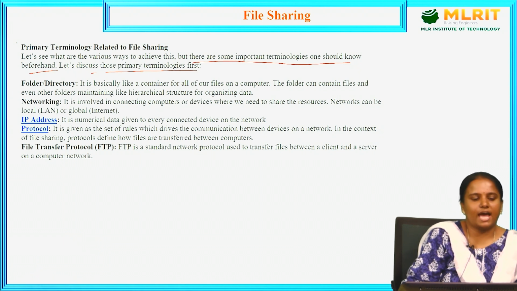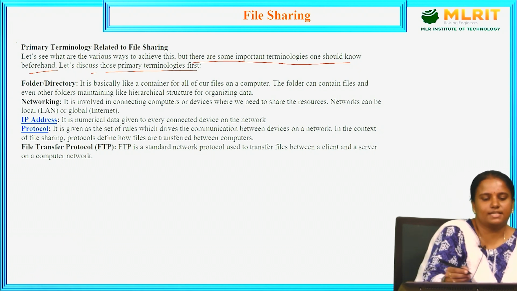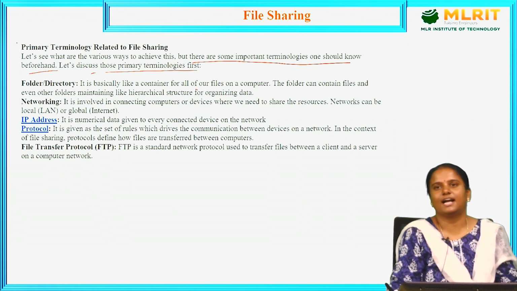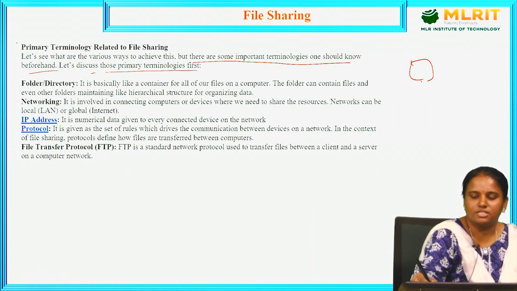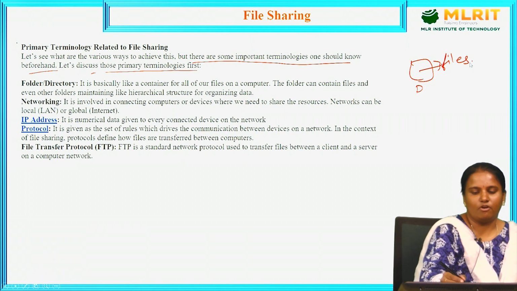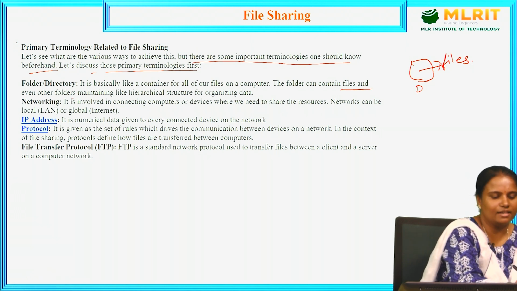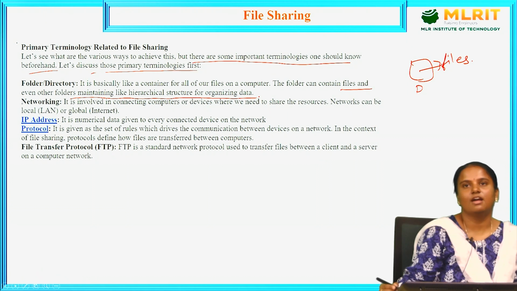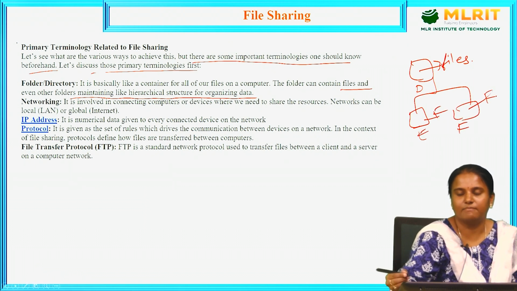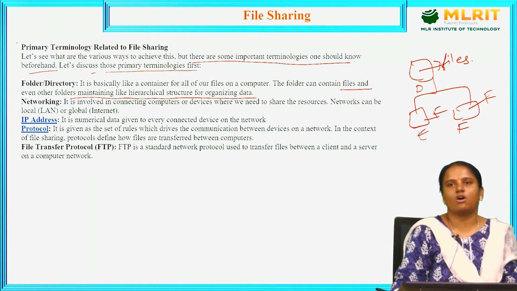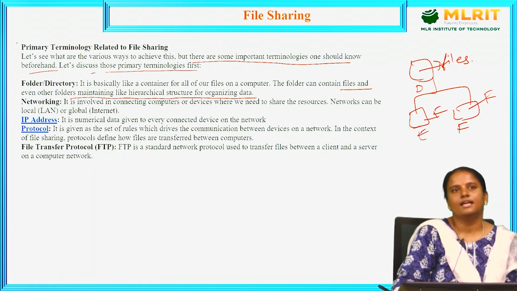First, folder or directory. What is a folder or directory? A folder consists of a set of files in a computer. Suppose folder D consists of a set of files. The folder can contain files and even other folders, maintaining a hierarchical structure for organizing data. So D contains other subdirectories or subfolders like E and F, and these also consist of some files in a hierarchical order. That is how folders and directories are formed in the computer system.